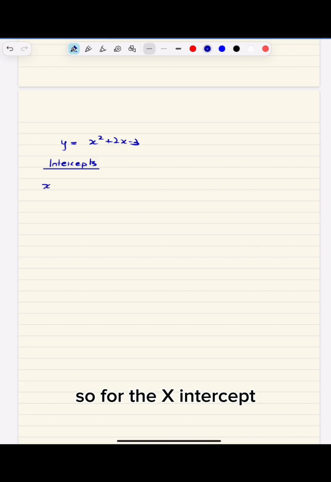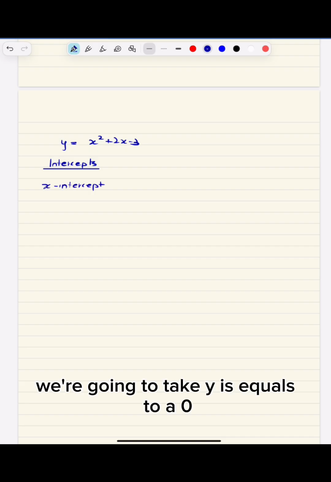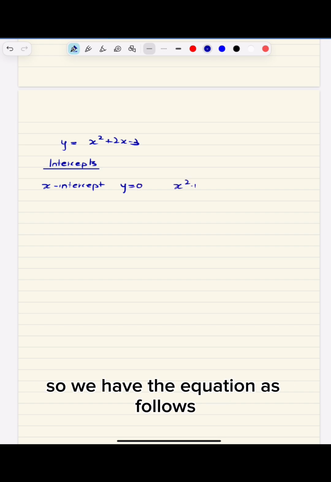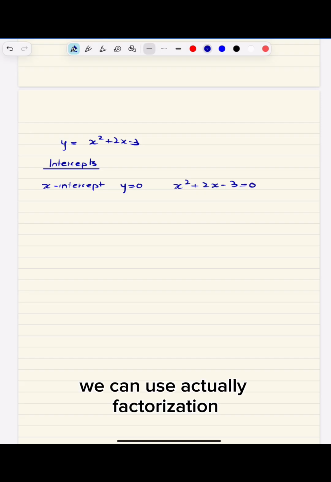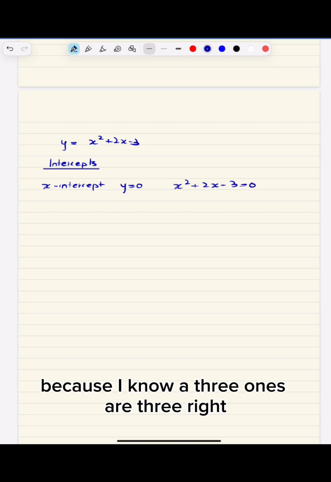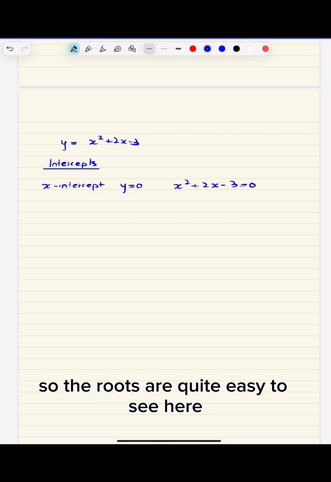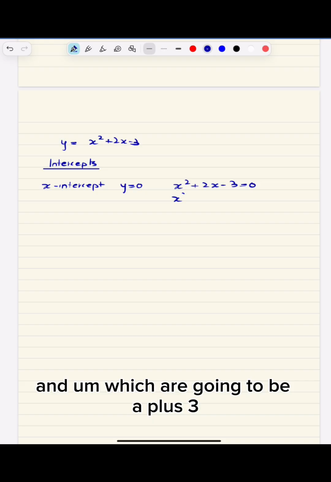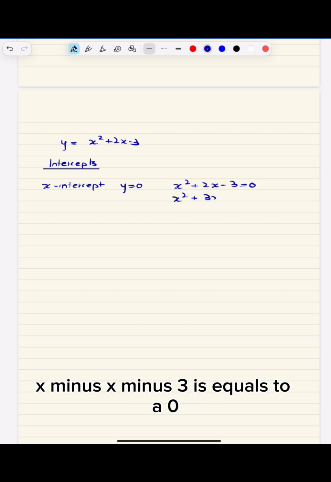So for the x-intercept, we're going to take y equals 0. So we have the equation as follows. We can use factorization, because I know 3 ones are 3, right? So the roots are quite easy to see here, which are going to be x plus 3, x minus 1 equals 0.